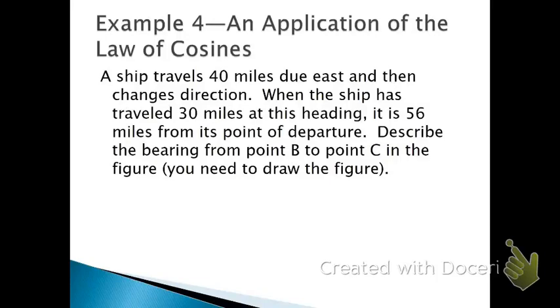All right, example 4 says a ship travels 40 miles due east and then changes direction. When the ship has traveled 30 miles at this heading, it is 56 miles from its point of departure. Describe the bearing from point B to point C in the figure.